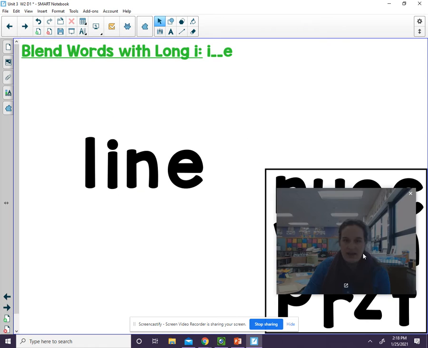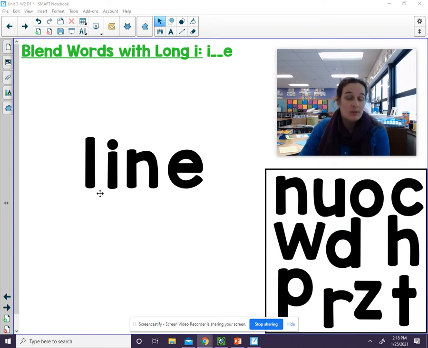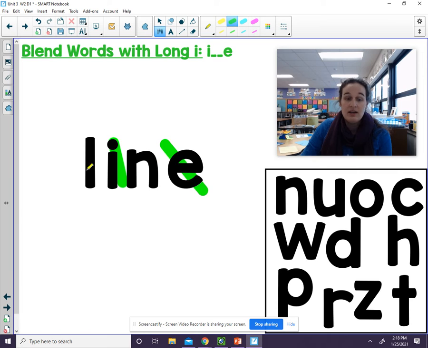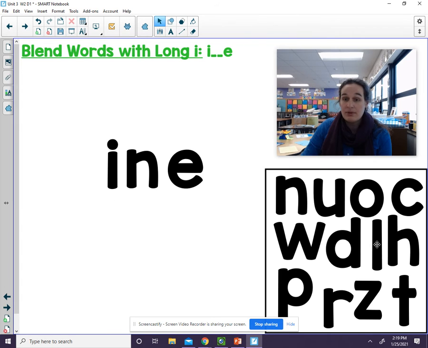Let's take a look at blending some words. Please listen. This is L. It stands for L. I and E act together to say long I. N says n. The word is line. Line. Say it with me. Line. I'm going to keep the I and the E here as I build other words for us to sound out.